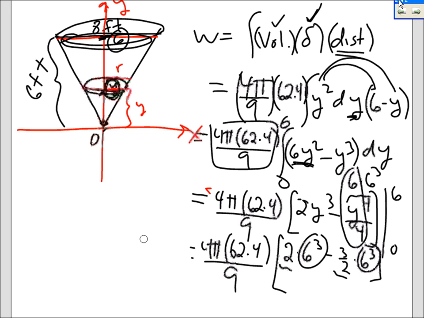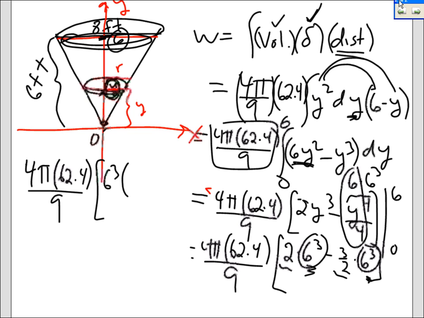I'm not going to calculate 6 cubed times 2 and 6 cubed times 3 over 2. I'm going to factor out 6 cubed. And if you'd rather me write it down that way, fine. 4 pi times 62.4 over 9. I factor out 6 cubed. There it is, and what's left over is 2 minus 3 over 2. But that's just a half.